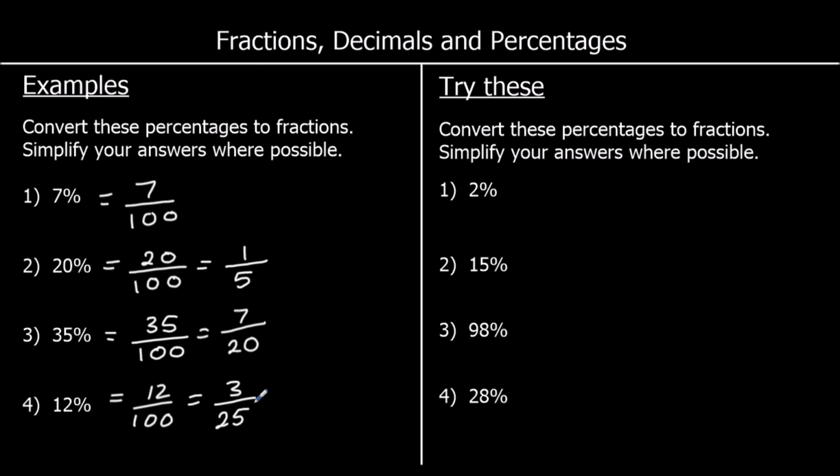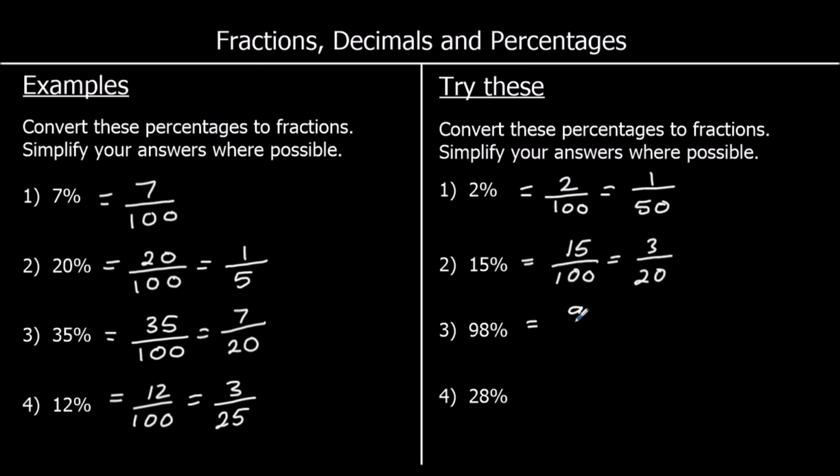Okay, 4 for you to try. So give them a go. Question 1, we've got 2%. So that's the same as 2 over 100. They're both even, so we can half them. So 1/50th. 15% is 15 over 100. And they are both in the 5 times table. So it's 3/20ths.